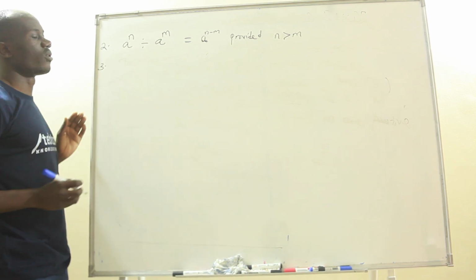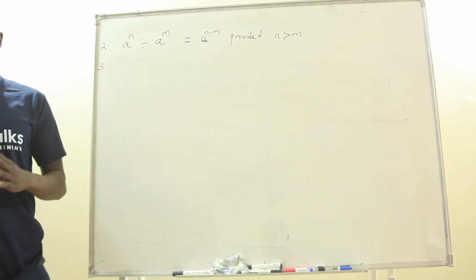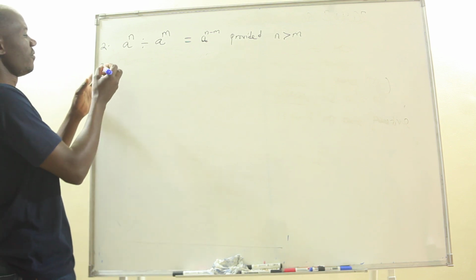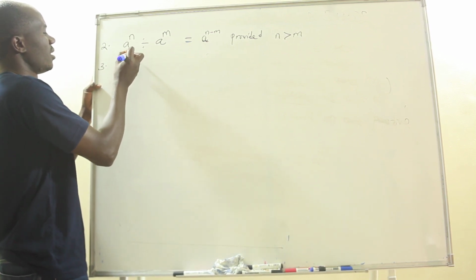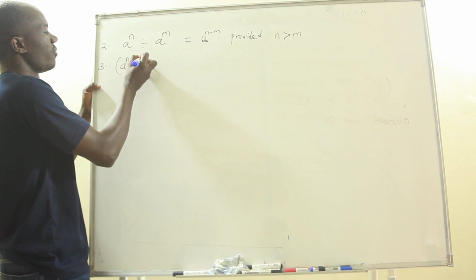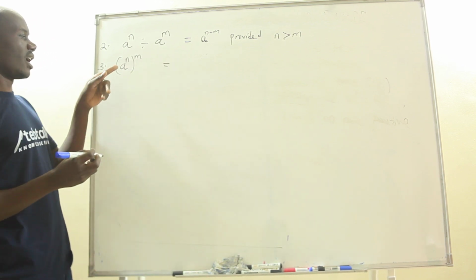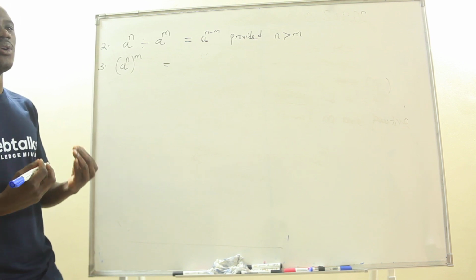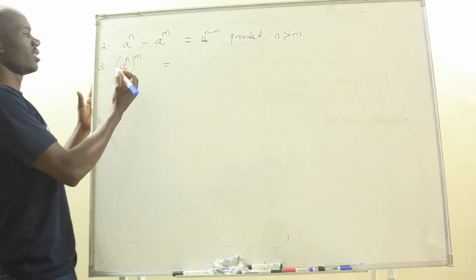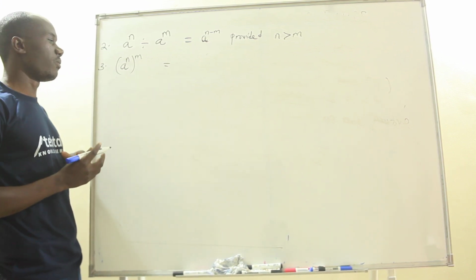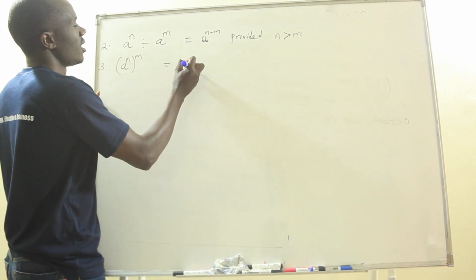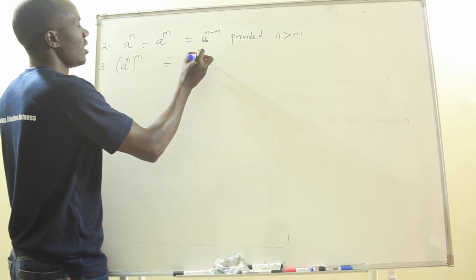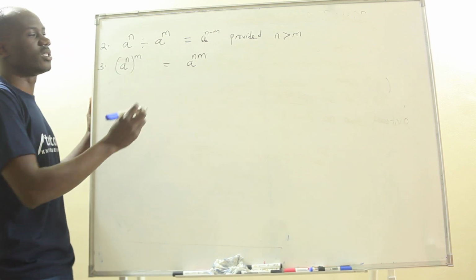Then the third law. In the third law, we are dealing with these ones. If we have a power n, and again there is a power of m, what happens to this? An index being raised again to another index, what happens? The powers are being multiplied together. This is the same as a power nm. You multiply those ones up.